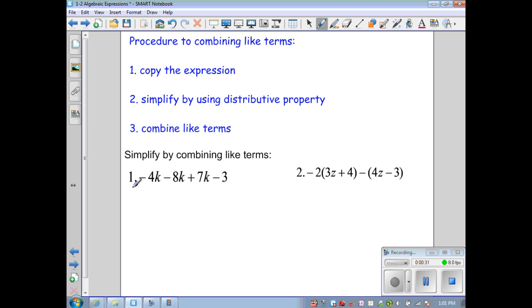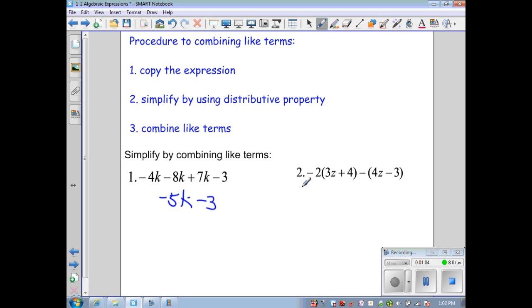Number 1, simplify by combining like terms. Here I have 1, 2, 3, 4 terms. My like terms are all the terms that have k's in them. Notice the exponents are the same. Here, when I have like terms, all I'm going to do is add or subtract the coefficients, keeping the variables the same. A -4 minus 8 is a -12k. A -12 plus 7 is a -5k minus 3. And then we bring down any unlike terms.